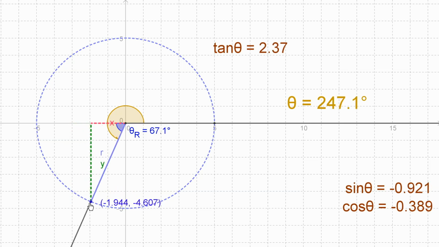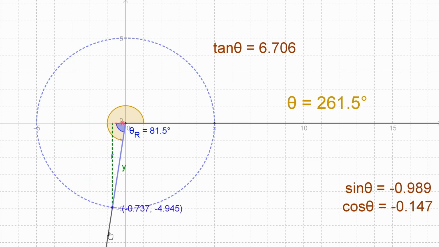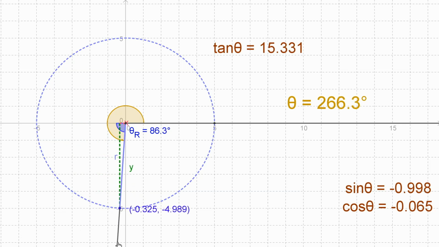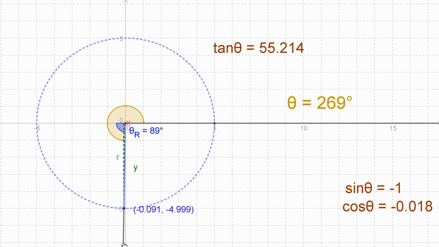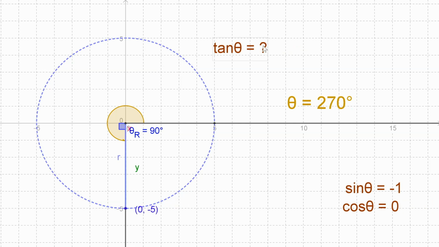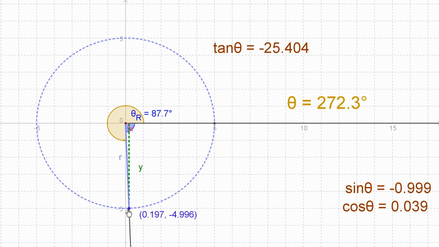And for the same reason, this is going to get closer and closer. It's going to approach positive infinity here. And again, it's going to snap to that point pretty soon. And when you get to that point, you notice again it says question mark. It's undefined at that angle of 270 degrees because I have -5 divided by 0. Again, that's undefined.